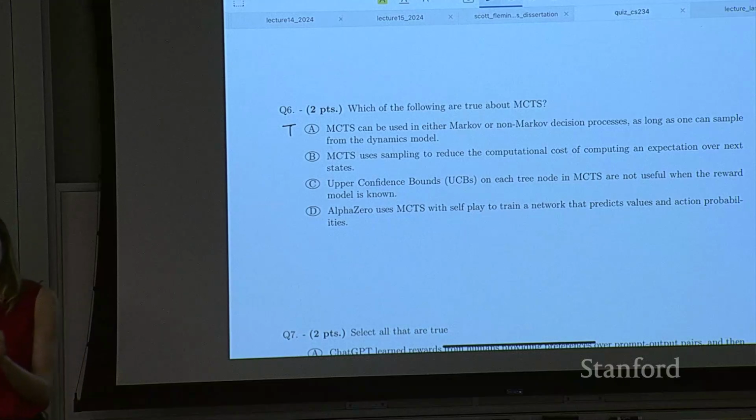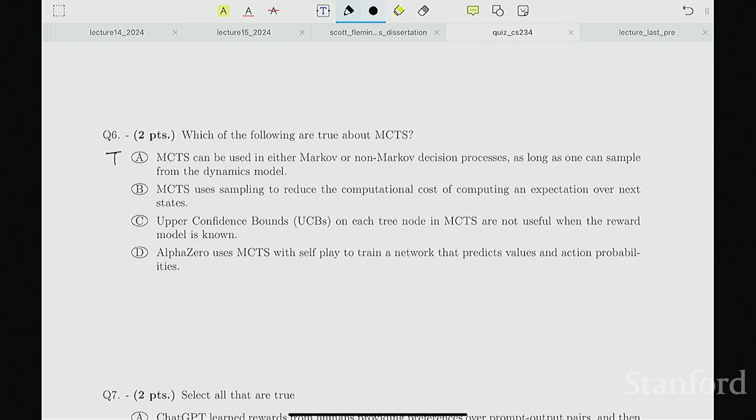What we do in Monte Carlo tree search is we sample from the dynamics model to get to a next state. And as long as we can sample from that, whether that's a Markov model or if you required all of the history so far in the tree to make that dynamics, that would be okay. So there's nothing inherent in Monte Carlo tree search that means you always have to have a Markov system. The second is true. The way that Monte Carlo tree search uses sampling is it samples the next state.